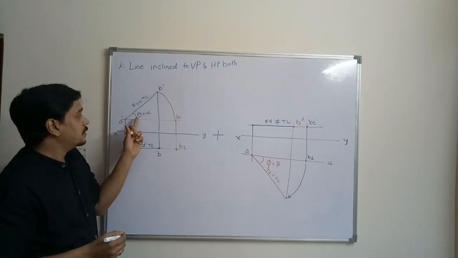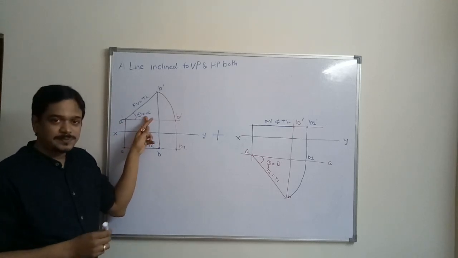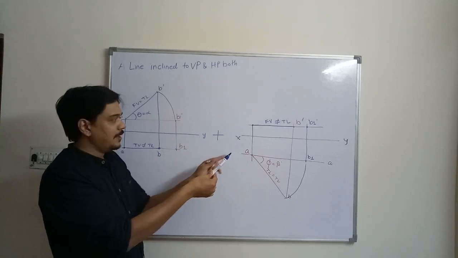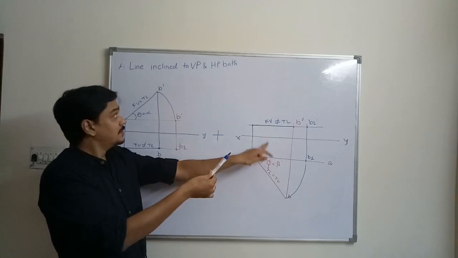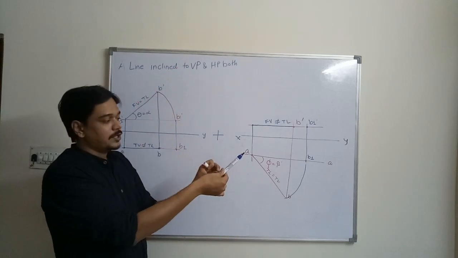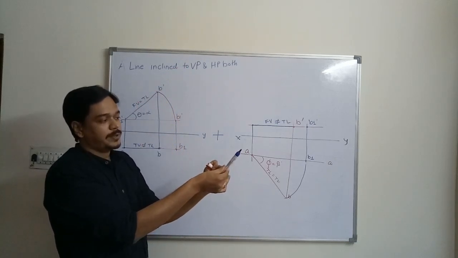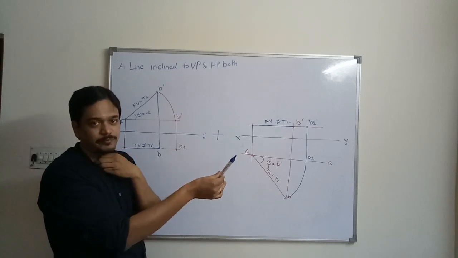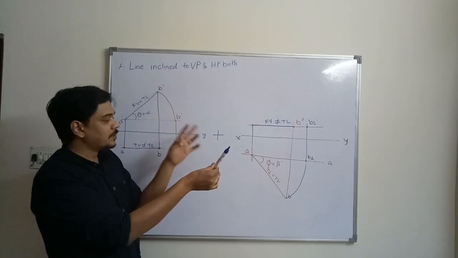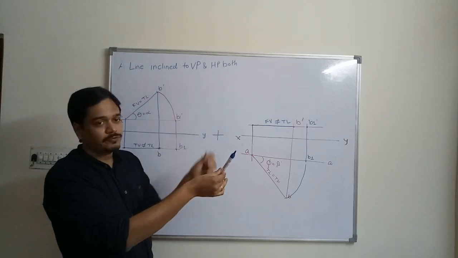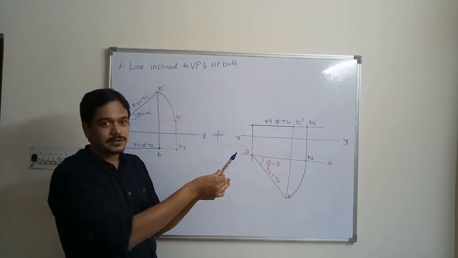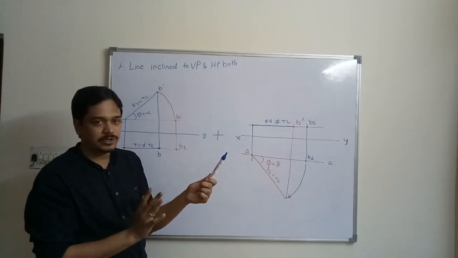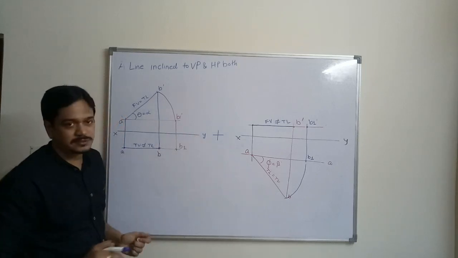Means here line was inclined to HP. So this is the case where line was inclined to HP. This is the condition which is line inclined to VP. So in this case line inclined to VP. So we have to combine both the conditions to obtain the front view and top view. So in this condition you will not get front view length is equal to length, or you will not get top view length is equal to length.